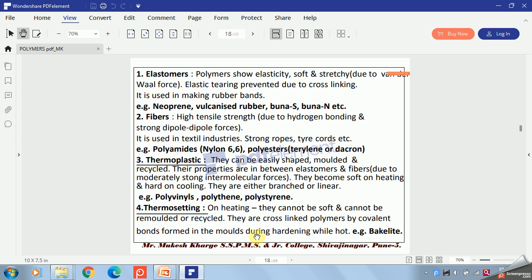So they get set on heating. That's why their name is thermosetting. Example is bakelite. Another example of these thermosetting polymers is urea formaldehyde resin. Detail about this we will discuss later on.